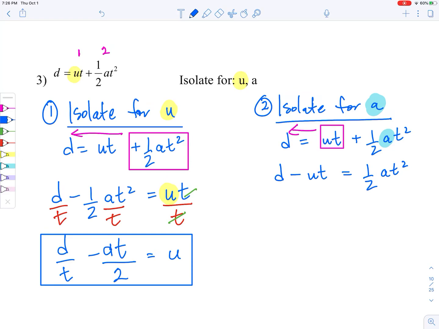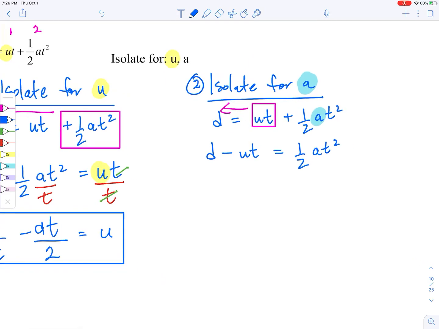The 1/2 might look a little bit tricky, but we can get rid of it with our trick with fractions. Our LCD would be 2, so we're going to multiply every single thing by 2. I'm going to use red for this. And if I do that, watch. If I take 2, multiply it by everything there, or I could just write a 2 here and a 2 here, and this whole term here times 2 as well. On the right side they cancel, and on the left side I'd have 2d minus 2ut equals at squared.